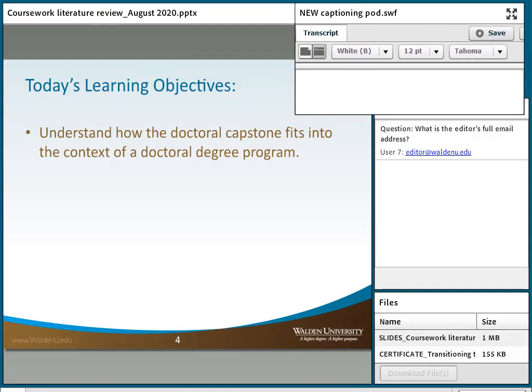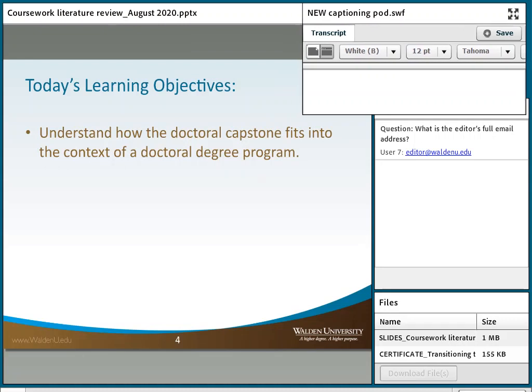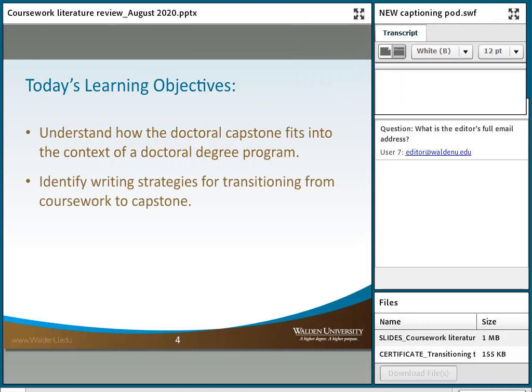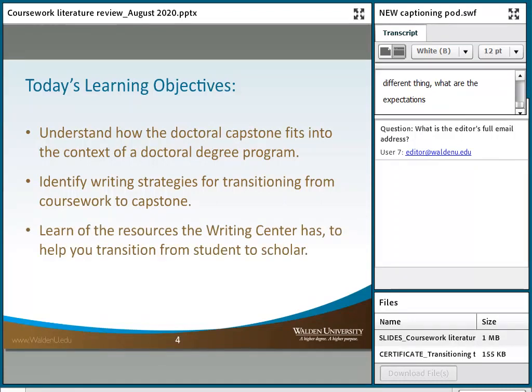We've got some learning objectives today. One is understand how the doctoral capstone fits into the context of your doctoral degree program. Going from student to scholar is a big deal. It's a change, and we're going to talk about that. The next thing that we're going to talk about is how do I get that? Is identifying writing strategies for transitioning from coursework to capstone. This is a different thing you're going to be writing now. And so we need to talk about that different thing and then talk about how you're going to start writing that different thing. What are your expectations? What can you expect? What can you plan for, etc.